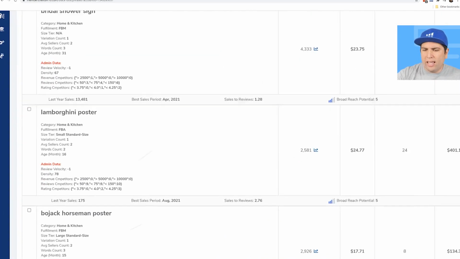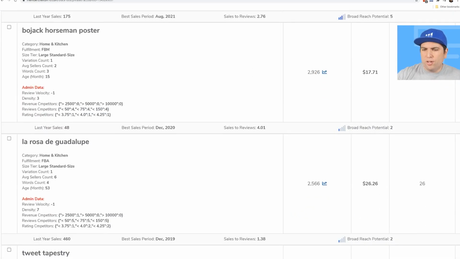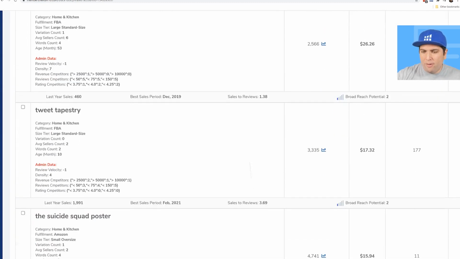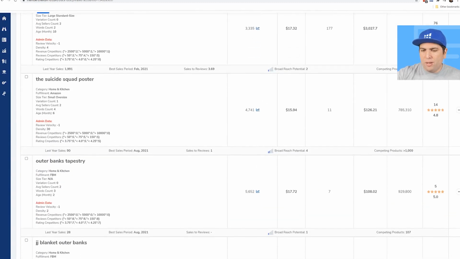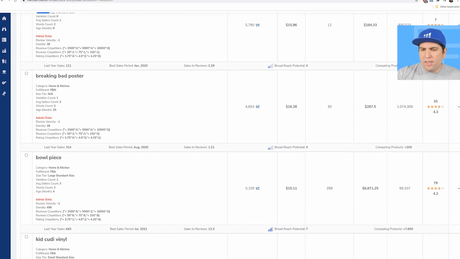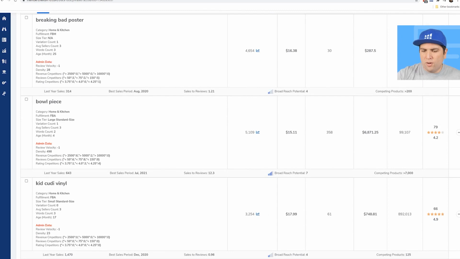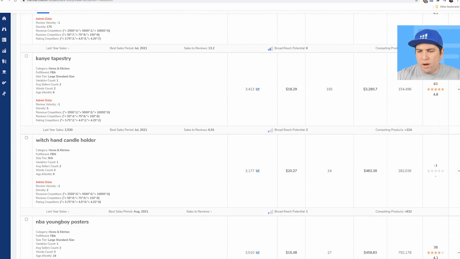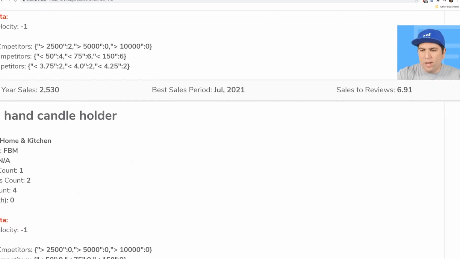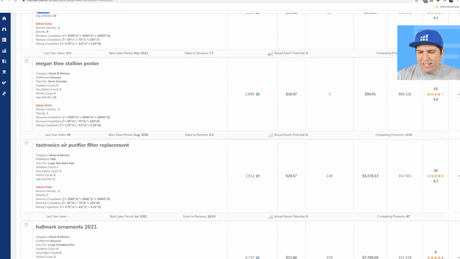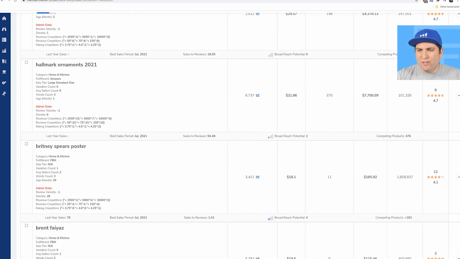Bridal shower sign, Lamborghini poster, La Rosa de Guadalupe. There's a lot of Spanish keywords that might come up here. Tweet tapestry. A lot of tapestries seem to be popular here. Is there anything else I want to go ahead and look at? I just want to find maybe one more here that we can look at. Here's another witch hand. What's up with these hand candle holders? That might be interesting to look into, why those are trending.